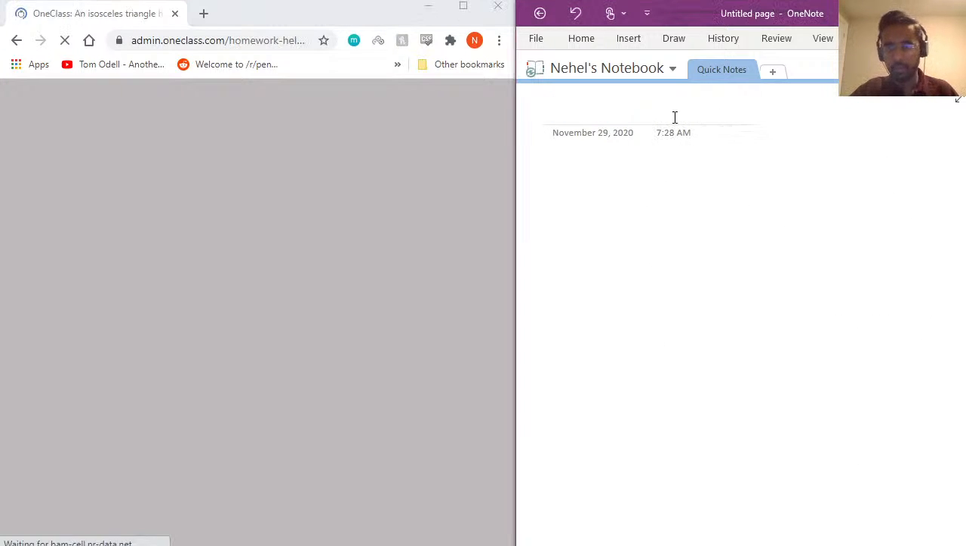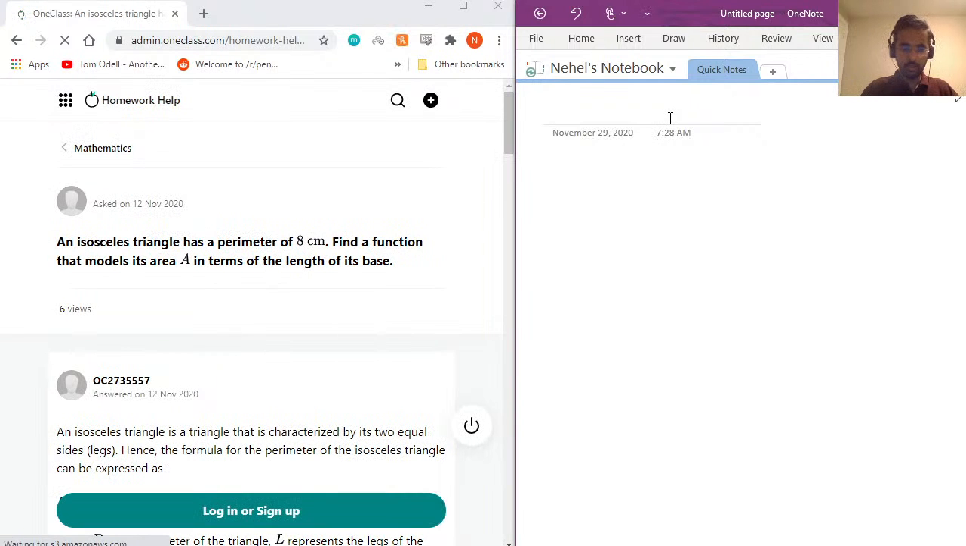Okay, let's get into the next question. Okay, an isosceles triangle with a perimeter of 8 centimeters. Find a function that models its area in terms of the length of its base. Okay, this is a fun one.